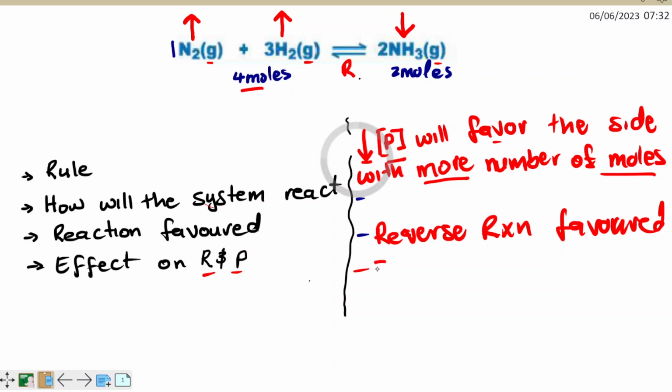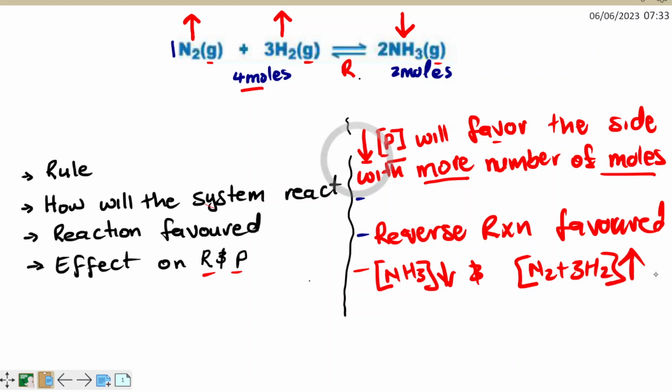That means the effect now on the reactants and products: the concentration of your products, which is NH3, will decrease, and the concentration of your reactants, which is N2 and 3H2, will increase. So the rule said if pressure is being decreased, the system will favor the side with more number of moles. The side with more number of moles is the reactant side. That means the reverse reaction will be favored. So the system responded by increasing the concentration of your reactants and decreasing the concentration of your products.